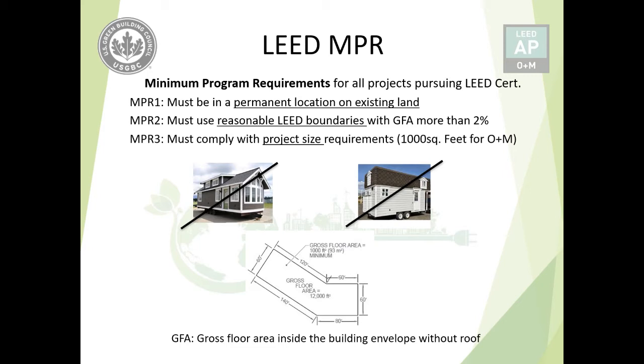MPR2: must use reasonable LEED boundaries with gross floor area of more than 2%. Everything should be defined in terms of boundaries, and gross floor area is the area inside the building envelope without the roof. So this is how you calculate, and this GFA should be minimum 1000 square feet in terms of operations and maintenance. The third requirement is that it must comply with project size requirements, which is similar to BD+C. It was also 100 square feet. In terms of ID+C, it's less, it's 250 square feet.